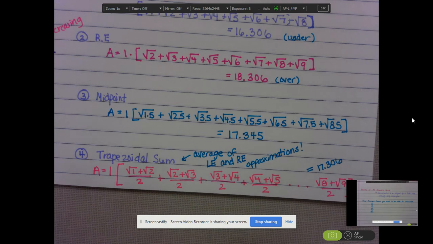Okay, so that's a nice summary of all the Riemann sums. Next video is going to show us how we apply this to tables and what type of questions you're going to be able to see on your AP exam.